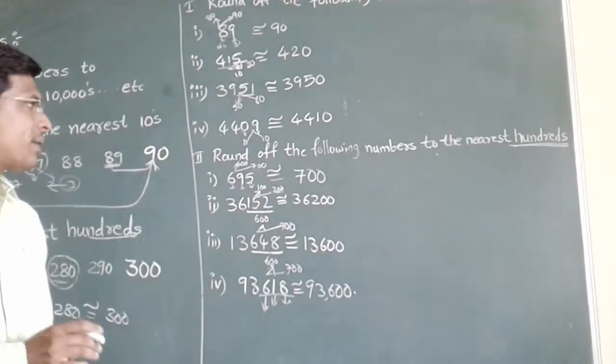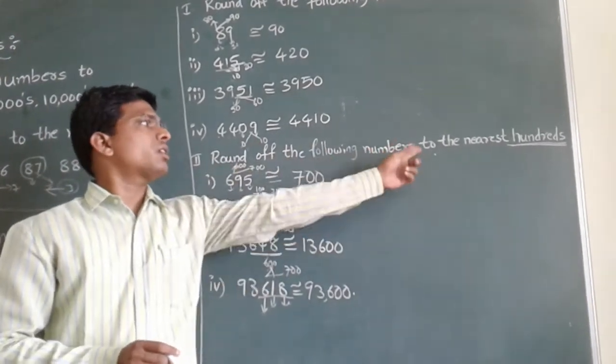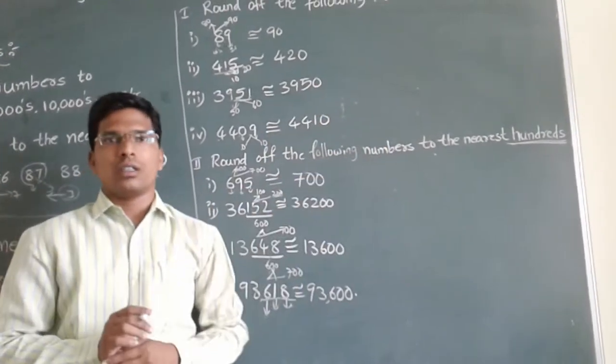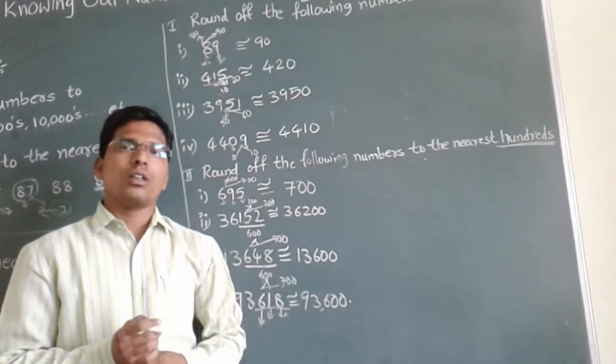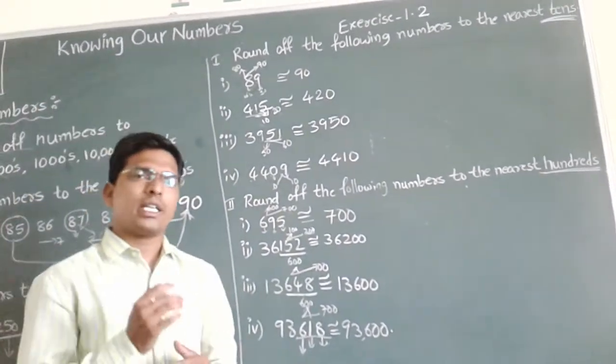In the next bit, the third bit, we have the same question. Round off the following numbers to the nearest 1,000. So just do it as homework. In the next class, I will explain the same bit. Okay, no problem. Just try it at home.